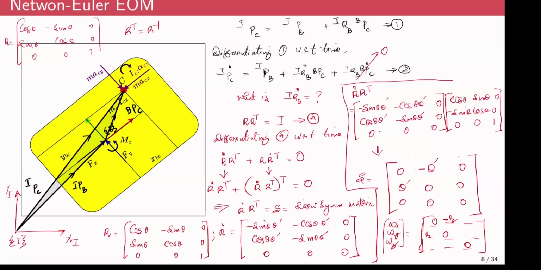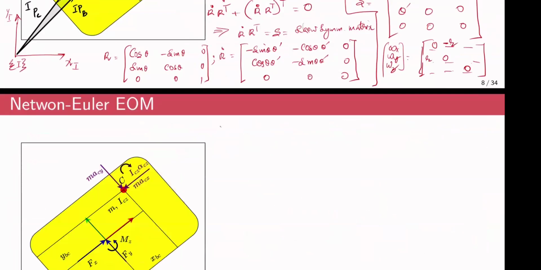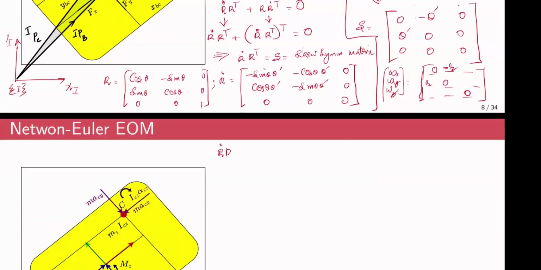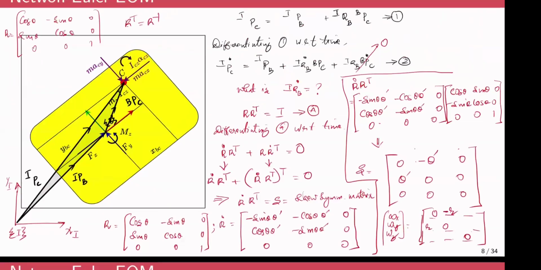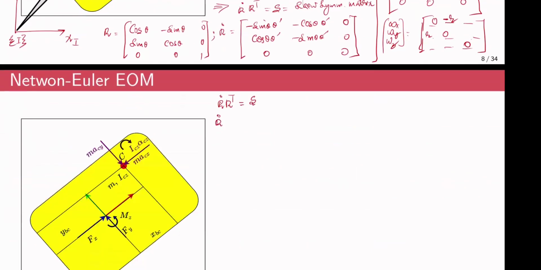Okay, so now that we have established that case: R dot R transpose is a skew symmetric matrix. Then what is R dot? Because that is what we originally intended to find. What is this R dot? So we can find it by post-multiplying the skew symmetric matrix with the inverse of this transpose.